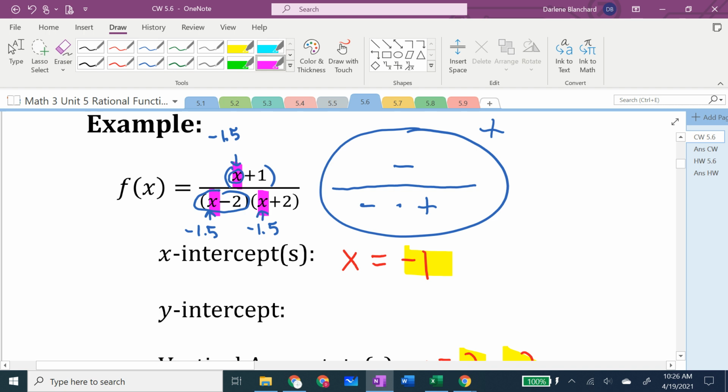So if I put in negative 1.5, if I add 1 to negative 1.5, it's negative. If I subtract 2 from negative 1.5, it's negative. If I add 2 to negative 1.5, it is positive. And then 2 negatives and 1 positive, altogether, even number of negatives means positive.